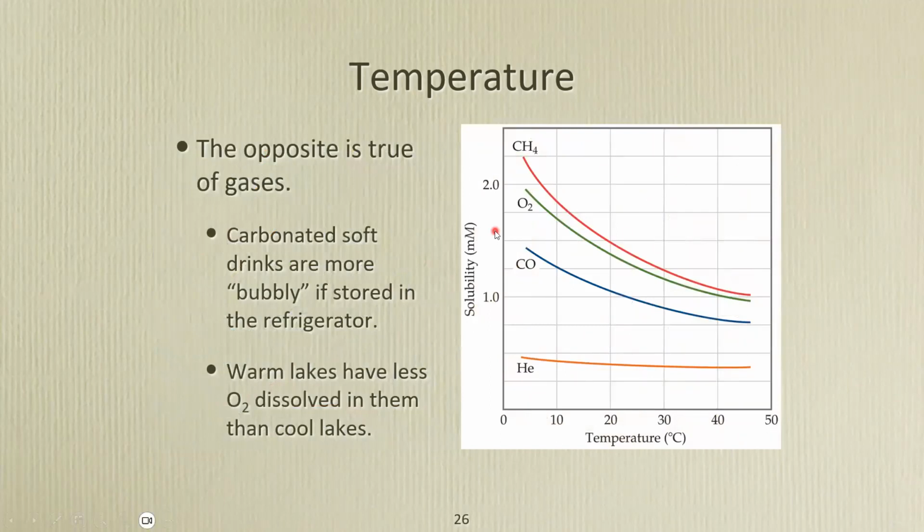But with gases, what we see is just the opposite. So as we increase the temperature here, we're seeing a decrease in solubility. So in this case, we're showing it in concentration of millimolar. But you can see with all of these different gases, and you can see they follow the trend of increasing molar mass for the most part. You can see methane's a little bit of an outlier there. But we can see that with all of them, as we increase the temperature of that solvent, we see a decrease in the solubility. And that's why soda, if you leave it out just on the table or something, it's going to warm up. So it's going to go flat faster. You're going to lose the carbonation quicker.